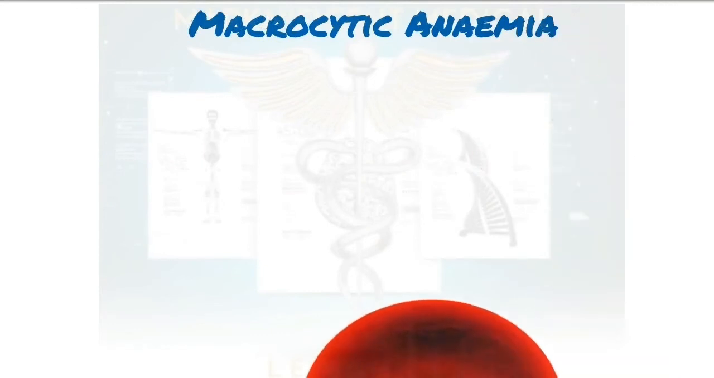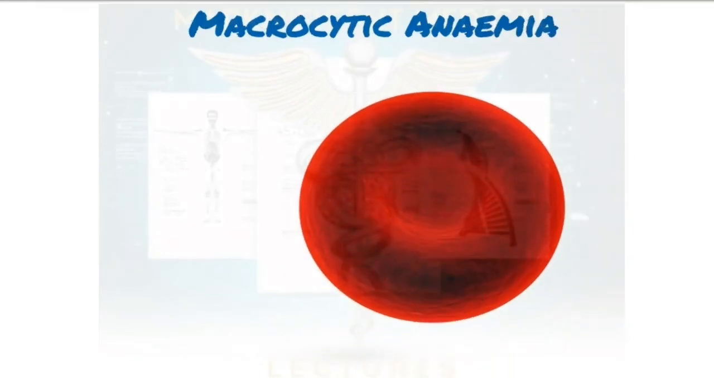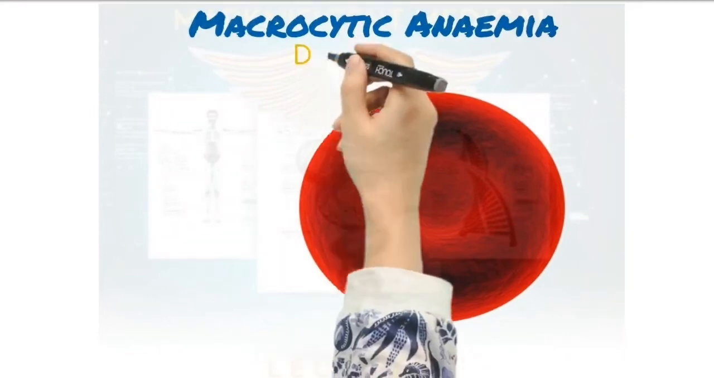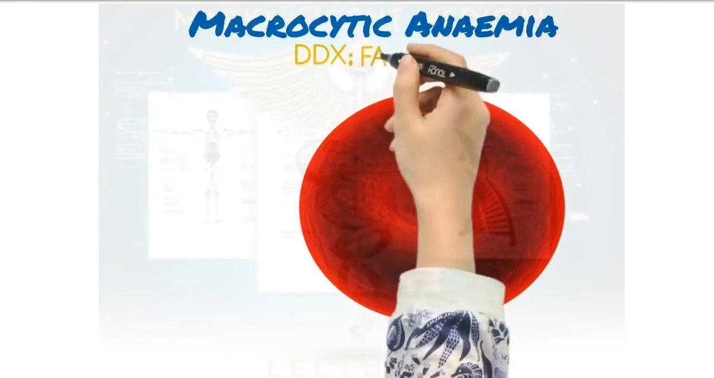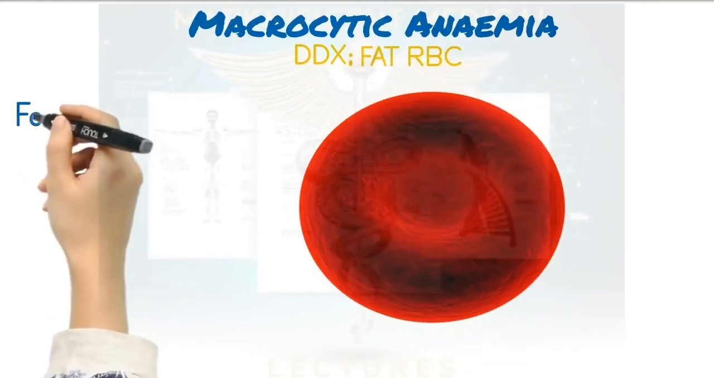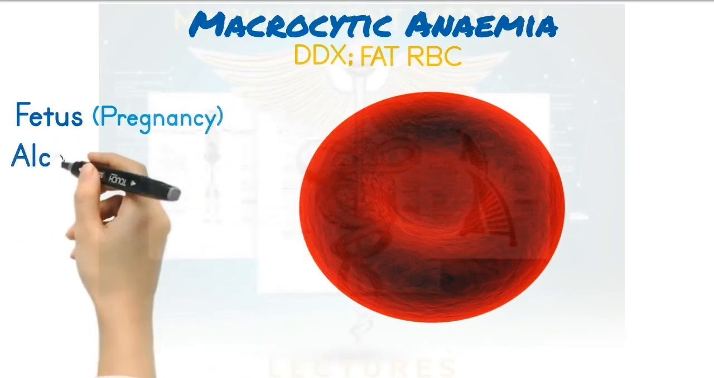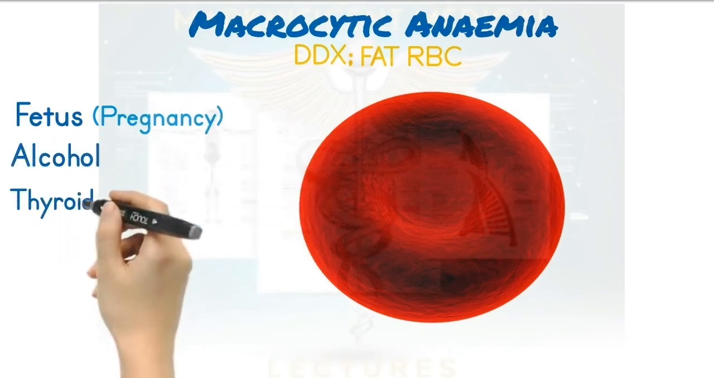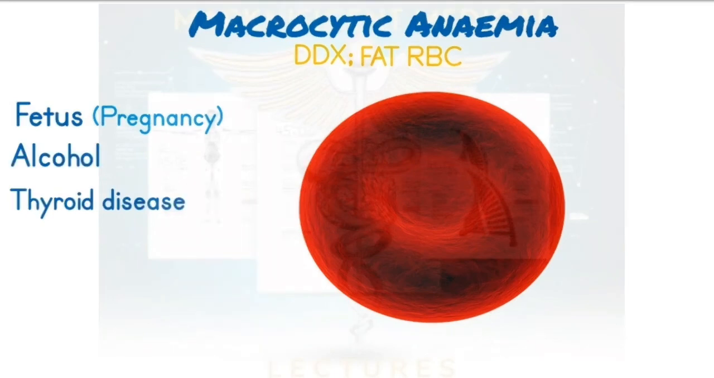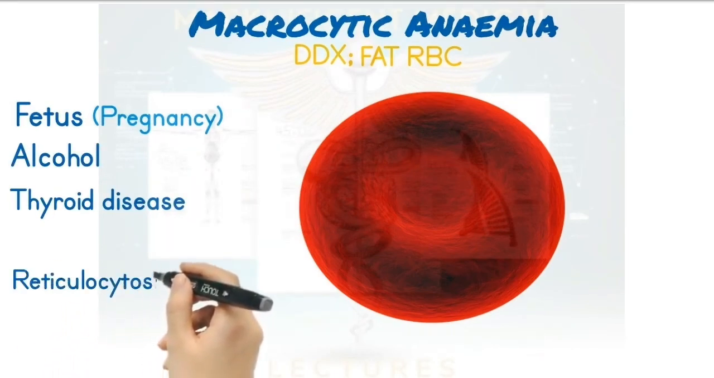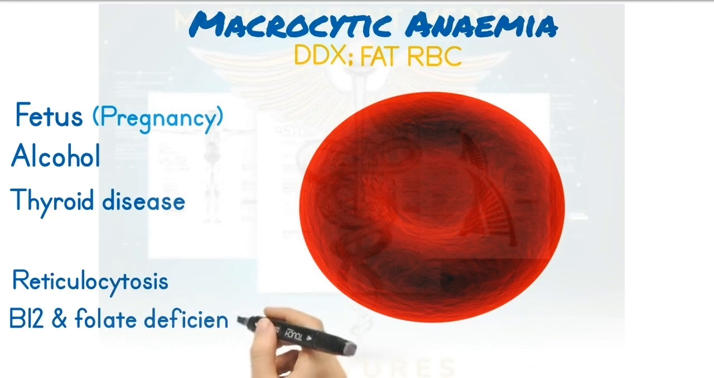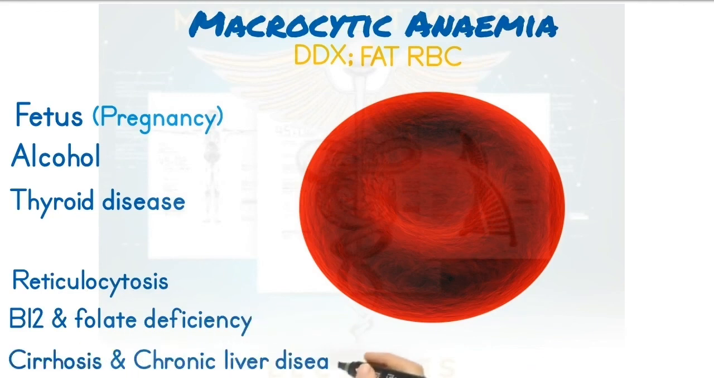Macrocytic anemia. It is a term used to describe red blood cells that are larger than normal, with low numbers of properly functioning red blood cells. Its differential diagnosis is remembered with the mnemonic FAT RBC. Fetus, that is during pregnancy, alcohol, in excessive cases, thyroid disease, specifically hypothyroidism, reticulocytosis, B12 and folate deficiency, cirrhosis and chronic liver disease.